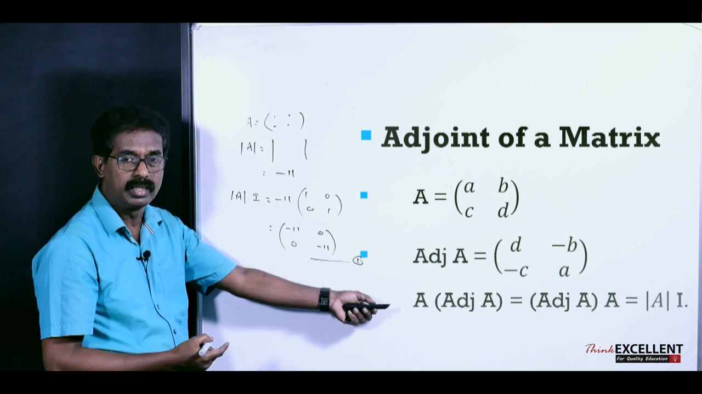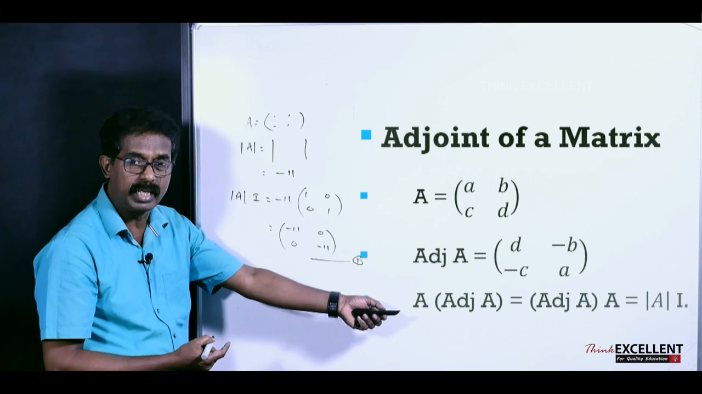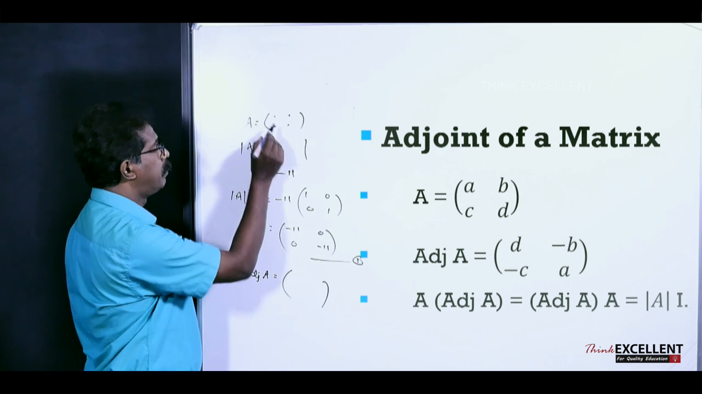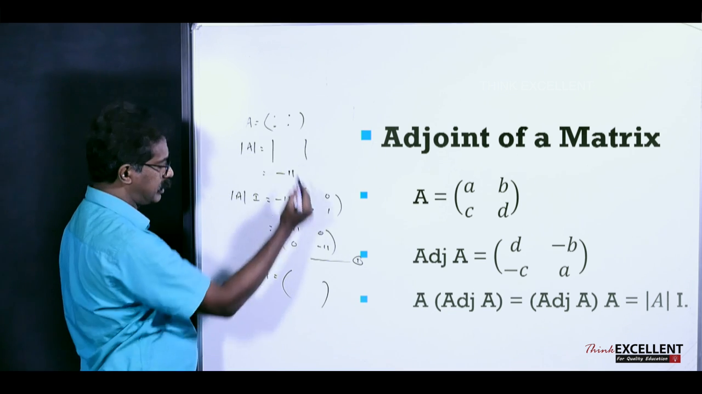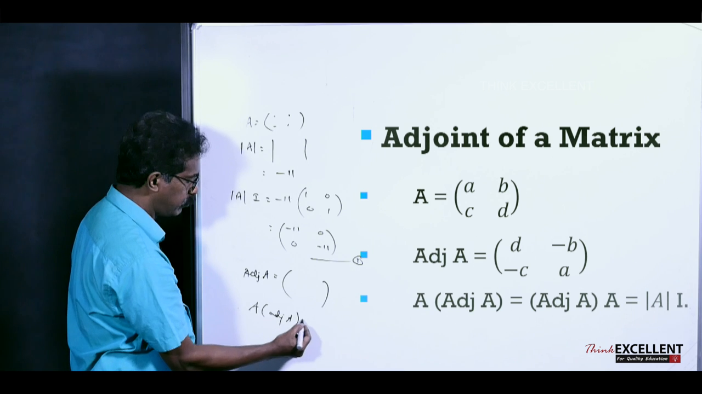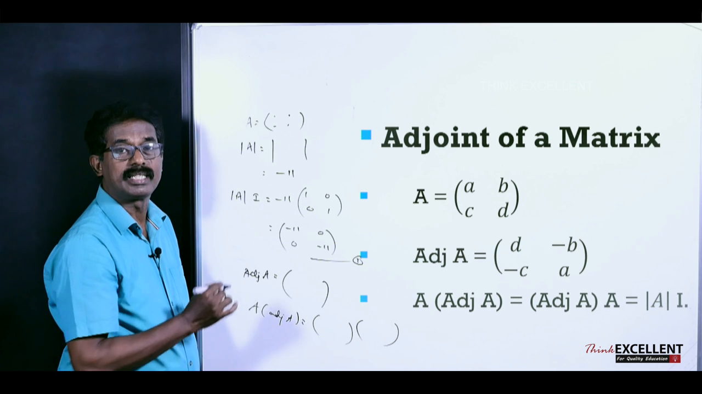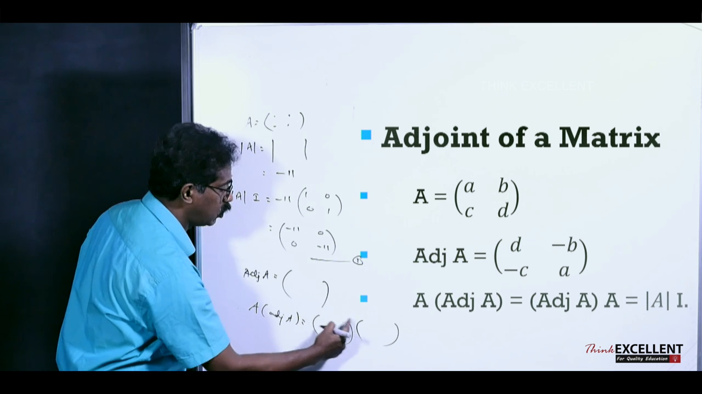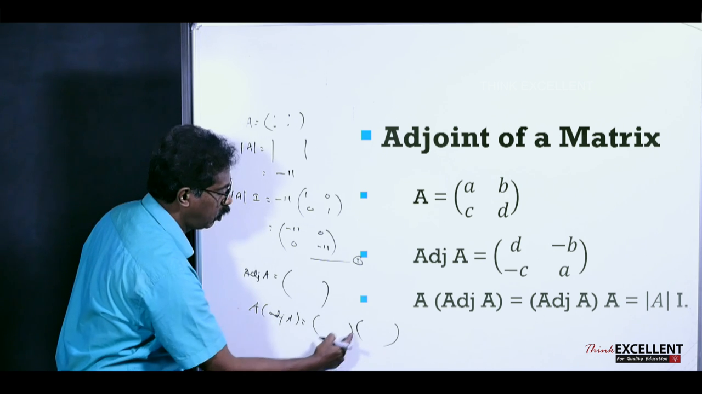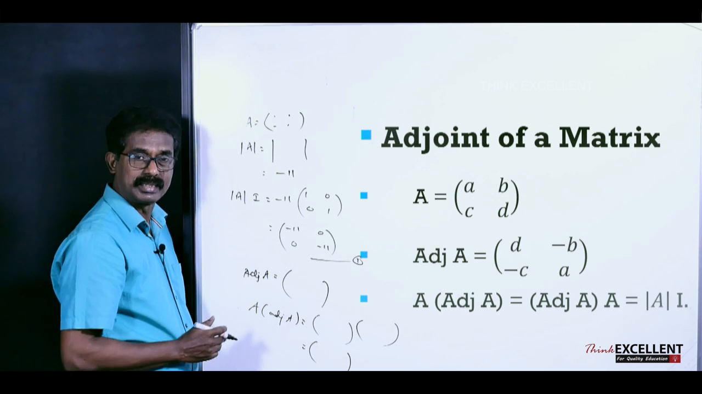Now, what's the first one you need? A into adjoint A. Second one, adjoint A into A. So the first one you need is A into adjoint A. For that, you need adjoint A. You know how to find adjoint A, right? Principal diagonal, interchange; other two elements, change the sign. Then you write A into adjoint A. A is given in the question. Here I only said matrix multiplication, row by column: first row by first column, first row second column, second row first column, second row second column, which you had to practice. Simplify, and you are supposed to get the same answer.